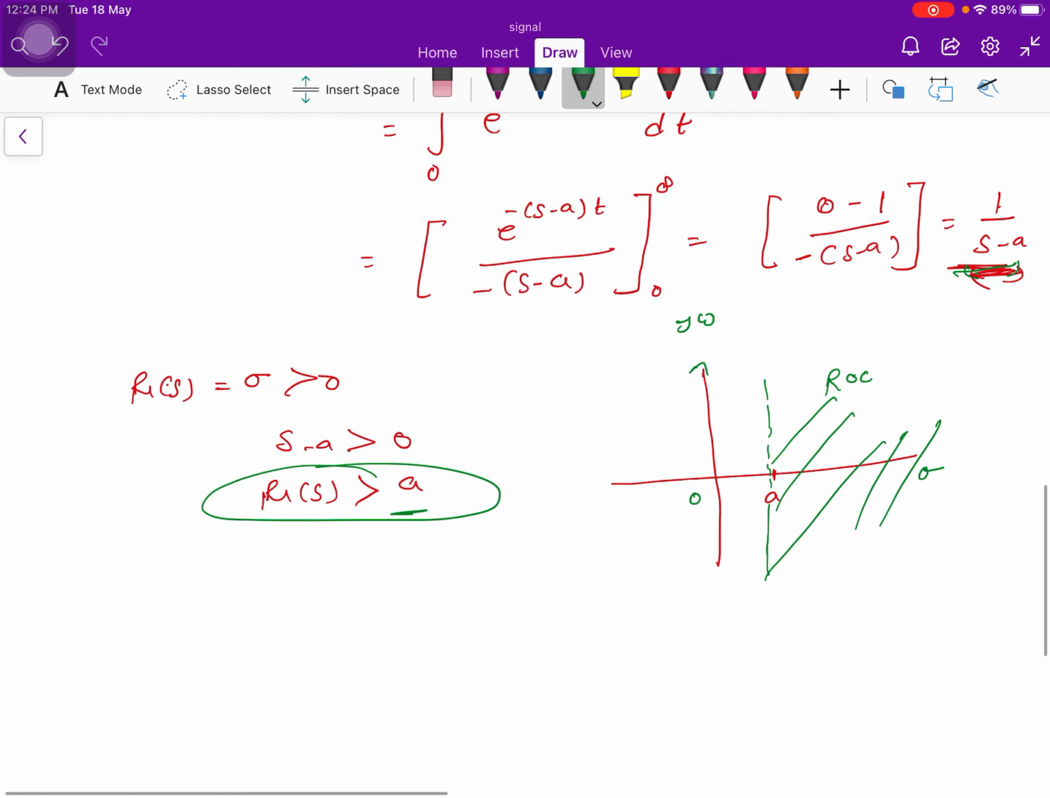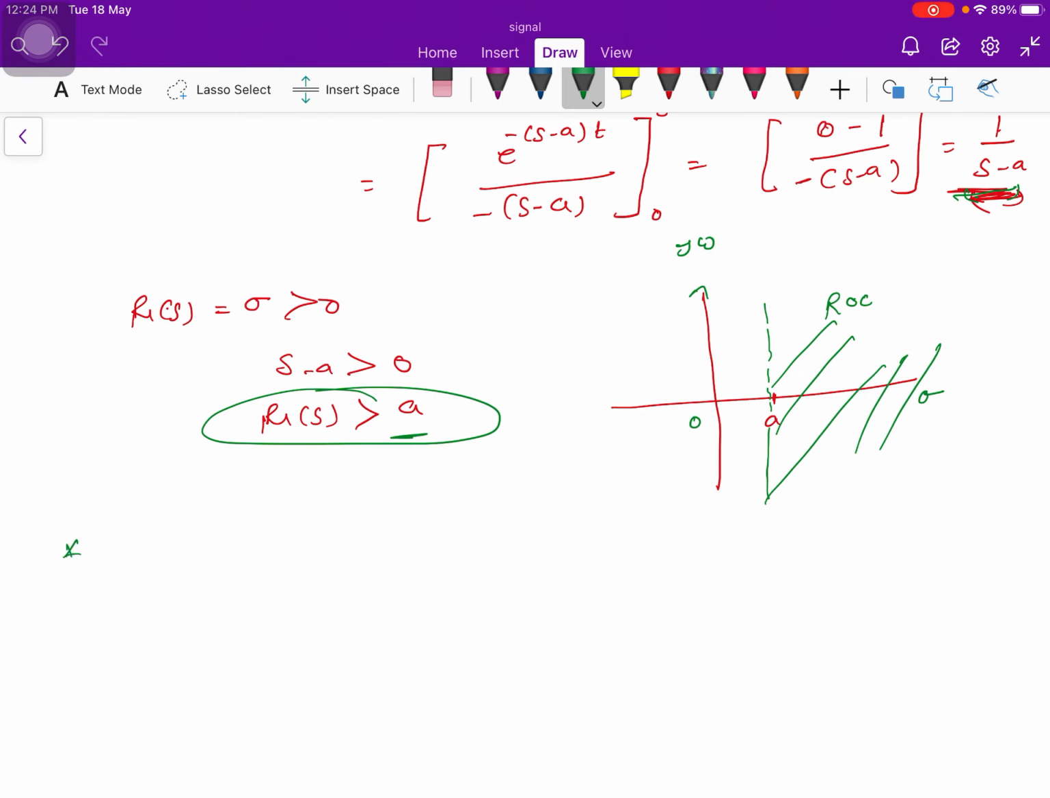Clear? Now, similarly, if the question is given as e^(-at) u(t), then the Laplace transform is nothing else but 1 upon s plus a. When you solve with the same process, you will get the Laplace transform of e^(-at) u(t) as 1 upon s plus a, and the ROC will be just opposite, that is, the real part of s is greater than minus a.